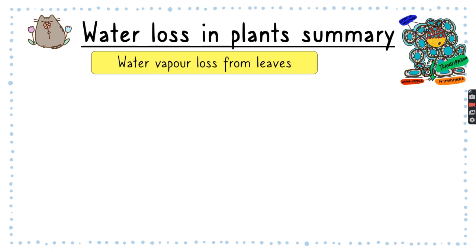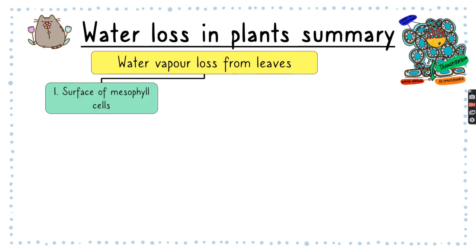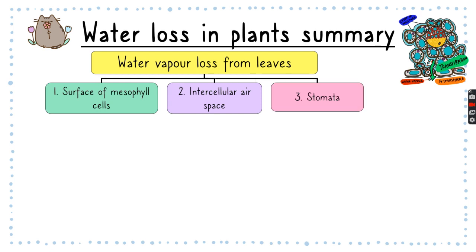Water vapor can be lost from the leaves, and they go through this process where it starts at the surface of the mesophyll cells, and then water vapor will go into the intercellular airspace and then finally exit through the stomata.